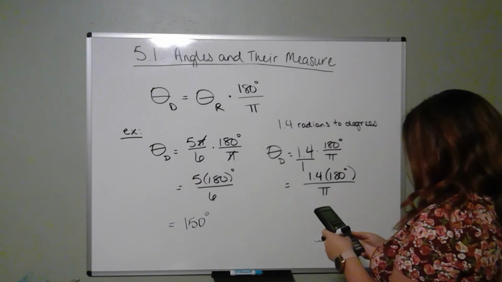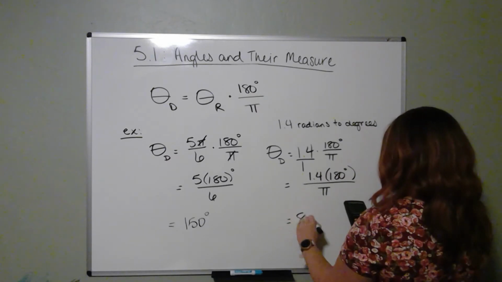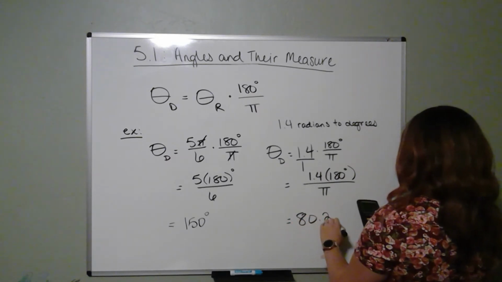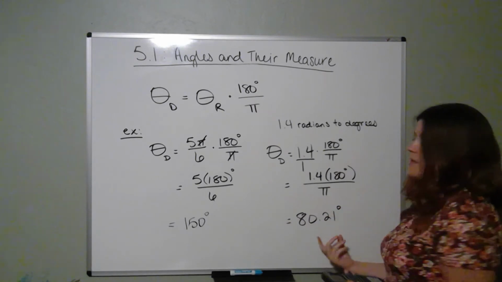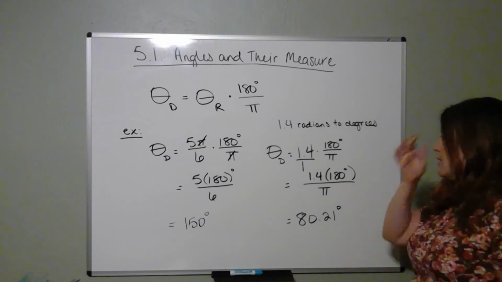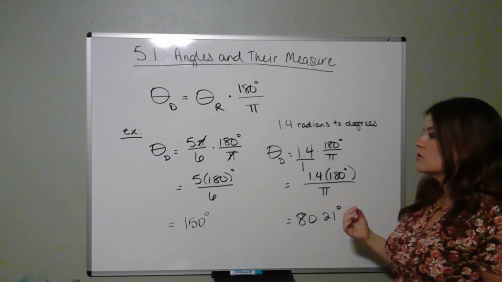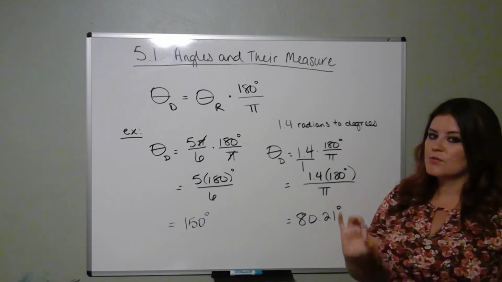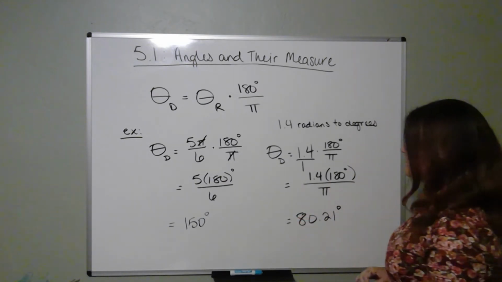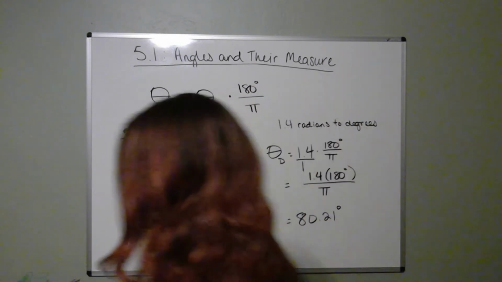Divide by pi. And what I get on this one is 80.21 degrees. Again, it said round to the nearest hundredth, so that's what I did. So, an exact and a non-exact version of converting from radians to degrees. I think I got it right that time. Okay, moving on.